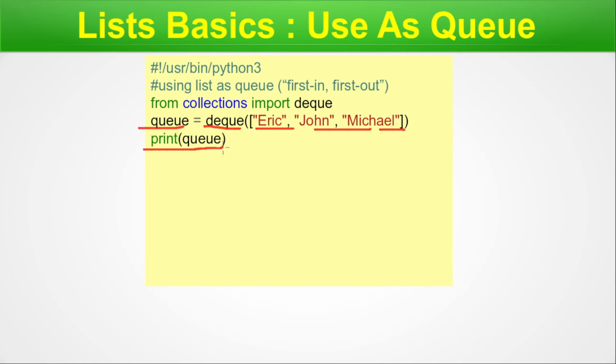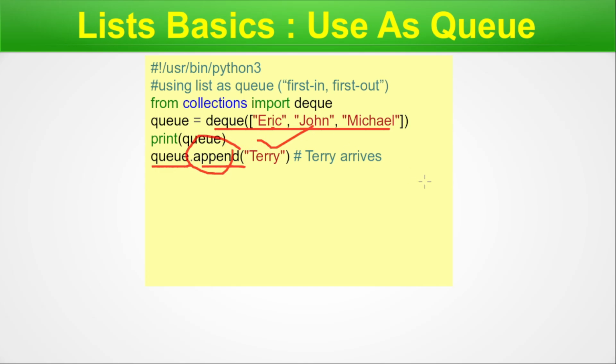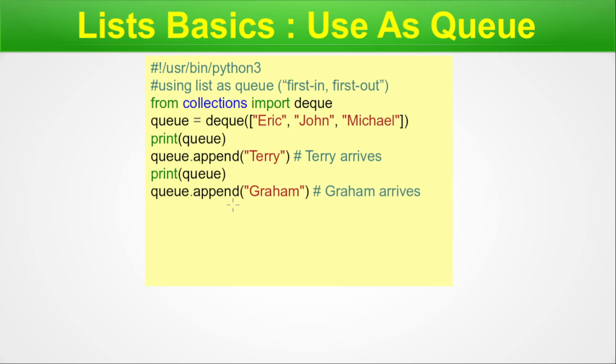Next we print the queue. So this has made a queue, which is a first in first out operation. We have converted this list with this command into a queue. Next we use queue.append, the append method, then we write Terry. So Terry arrives. Next we print the queue. Next queue.append, then Graham arrives. Next we print the queue, then queue.popleft, Eric leaves.